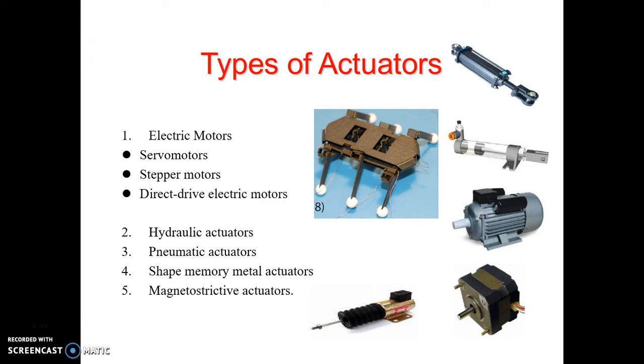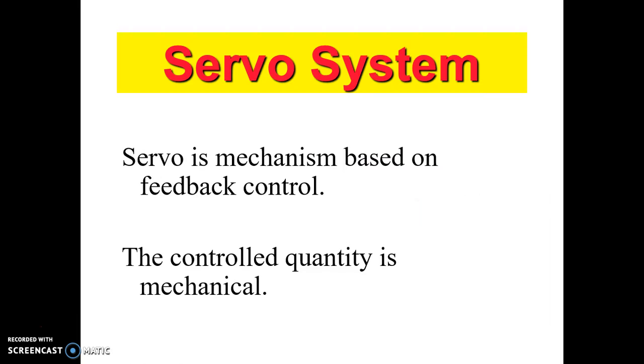These are the types of actuators: electric motors, including servo motors, stepper motors, and direct drive electric motors; hydraulic actuators, pneumatic actuators, shape memory alloy actuators, and magnetostrictive actuators. Here is shown a hydraulic actuator, here is a pneumatic actuator, these three are electric actuators, and here is a shape memory metal actuator.